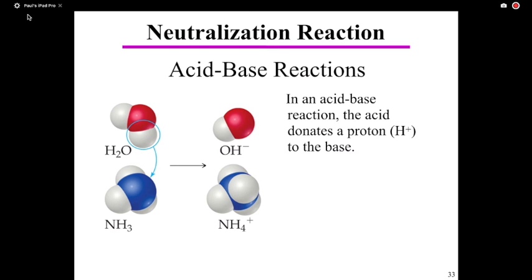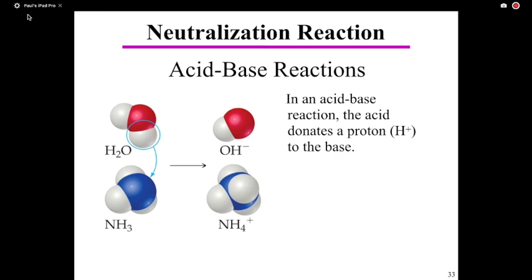Now, there was one subset of metathesis reactions that I just showed you that we need to know. It is a very special case of metathesis reactions, and that is called a neutralization. Acids are acidic, bases are basic, and when you react acids and bases, they tend to negate each other or neutralize each other to get to a neutral pH. And so an acid and a base is going to neutralize.